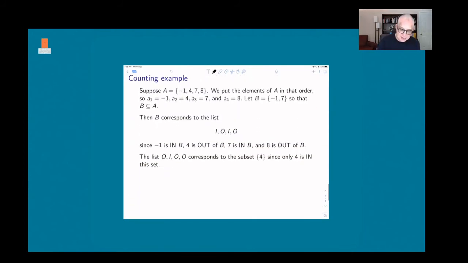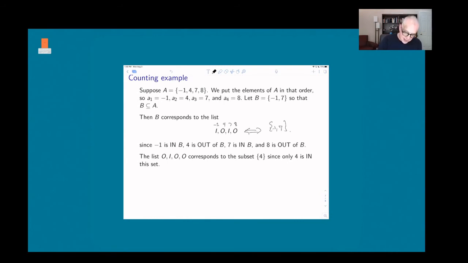So here's another couple of examples. A is the set minus 1, 4, 7, and 8, and I think of them in that order. So A1 is minus 1, A2 is 4, A3 is 7, A4 is 8. And suppose I want to describe the set minus 1, comma 7, which is a subset of A, because minus 1 and 7 are both elements of A. Well, minus 1 is in, so I put an I. 4 is out. 7 is in, and 8 is out. So the ones that are in are minus 1 and 7, and the ones that are out are 4 and 8. And so the sequence in, out, in, out corresponds to the subset minus 1, 7.